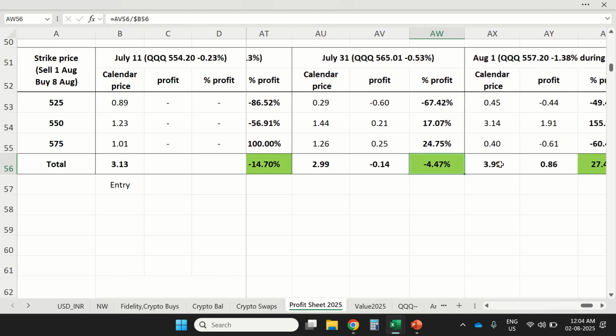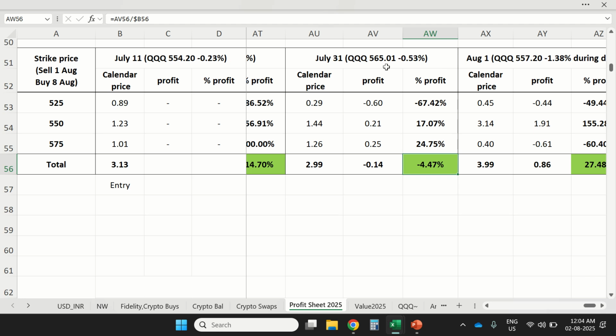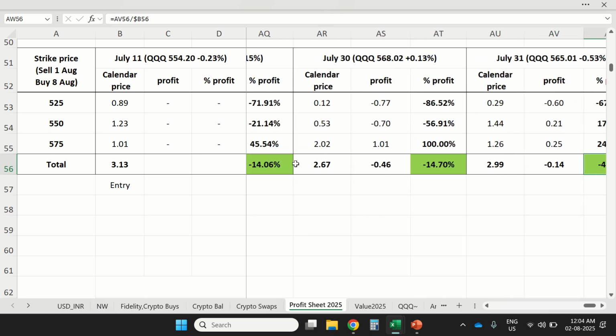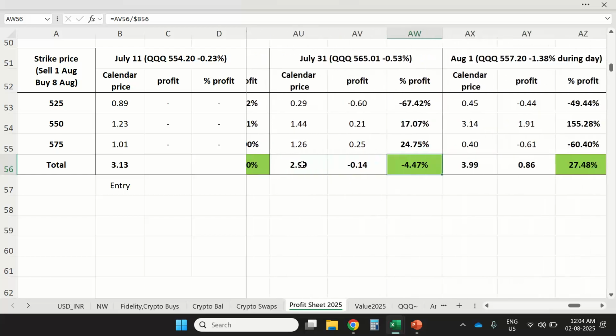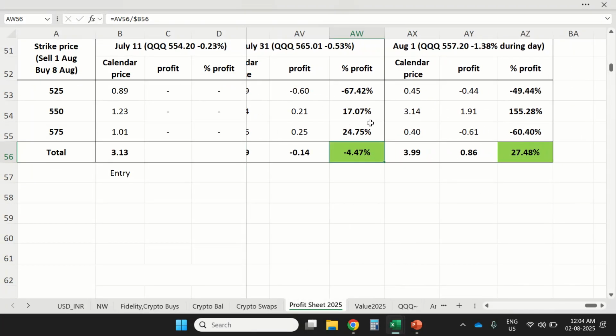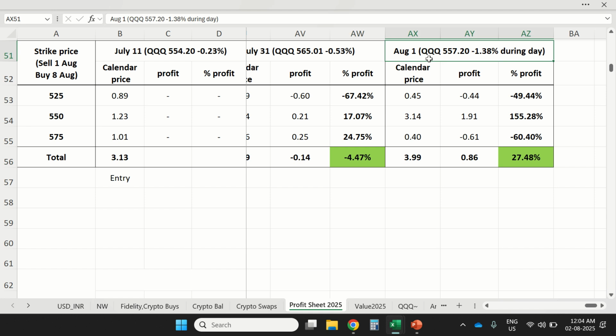So it is helping. But in case it doesn't go down, it starts going up, then you will see more losses. Like here you were seeing 22%, it can go even further up. So that's why it is very volatile. And on August 1st, QQQ fell drastically. It is down by 1.38%. This is during the day.